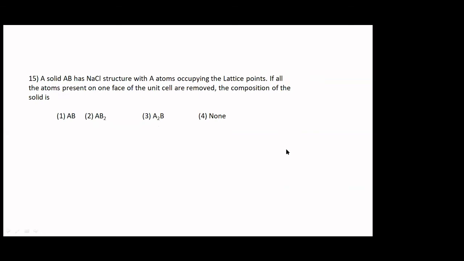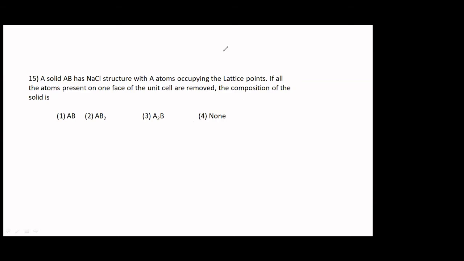This is a good one. A solid AB has an NaCl structure with A atoms occupying the lattice points. What is the meaning of that? A ions occupying the lattice points, which means A are present at the corners and face centers. And B will be present at the edge centers, occupying all the octahedral holes. So that is how you should understand that. If all the atoms present on one face of the unit cell are removed, the composition of the solid is? How are you going to do this?